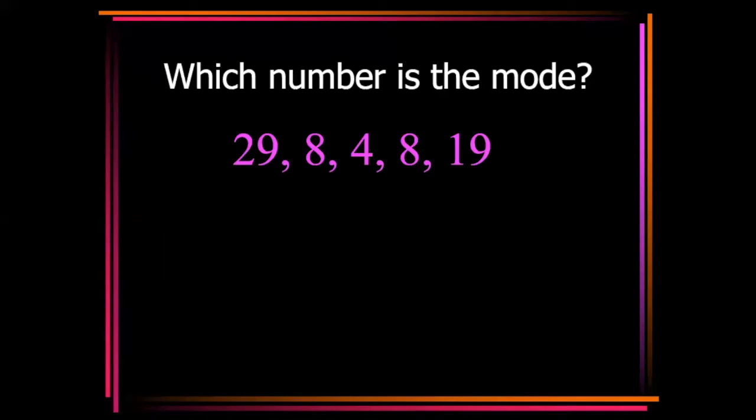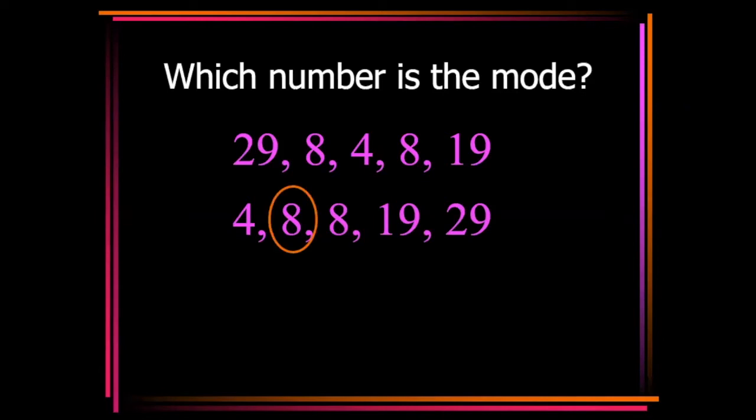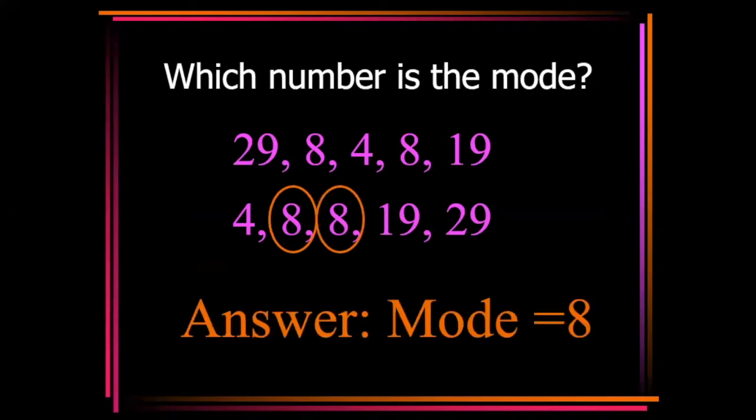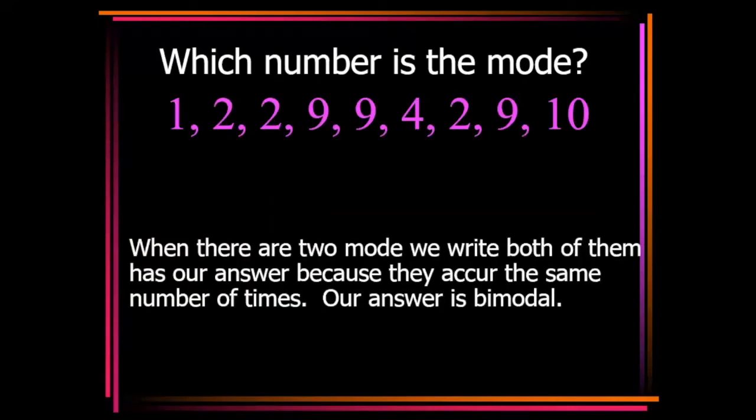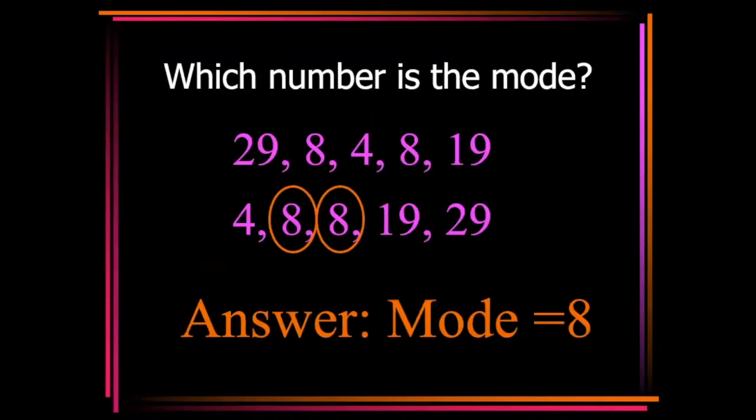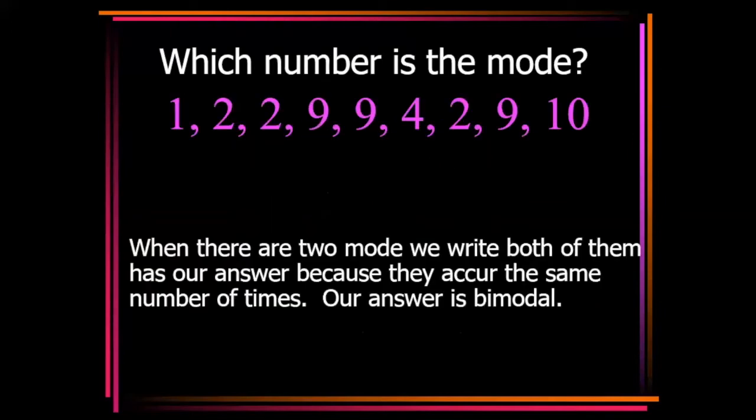Okay, we would have ordered our numbers from least to greatest. Then we notice that 8 appeared twice. Therefore, 8 is the mode. Which number is the mode?